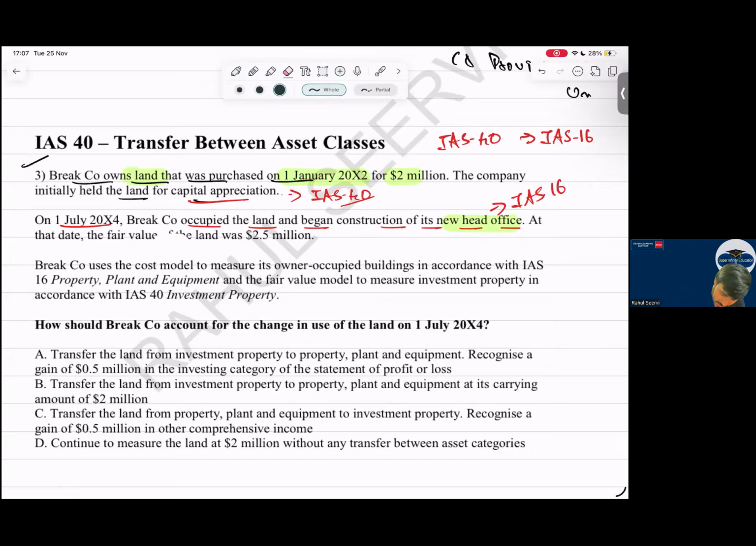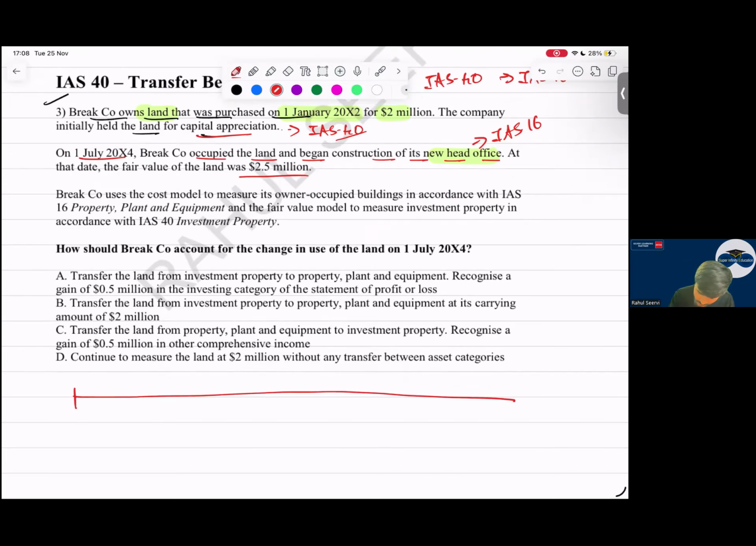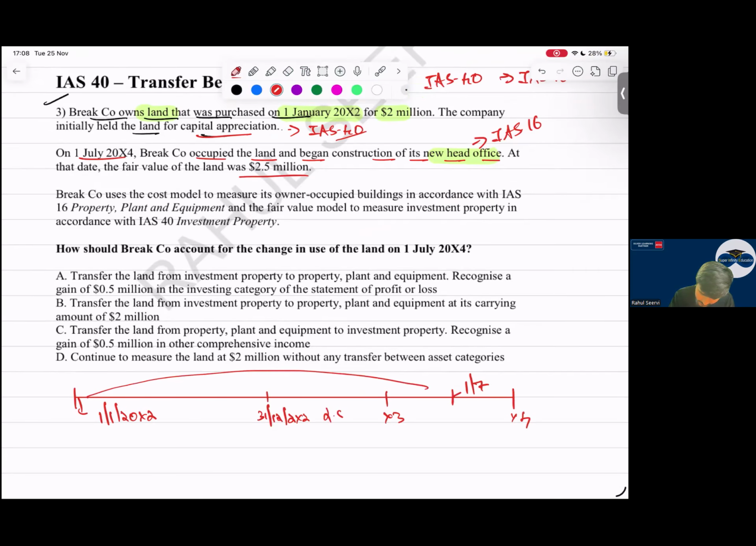At that day, the land had a fair value of 2.5 million. So see here, let me draw the timeline also for you. It is 1st January 20X2. Here it is 31st December X2, X3, X4. In X4, your 1st July after 2.5 years. Here the fair value is 2.5.